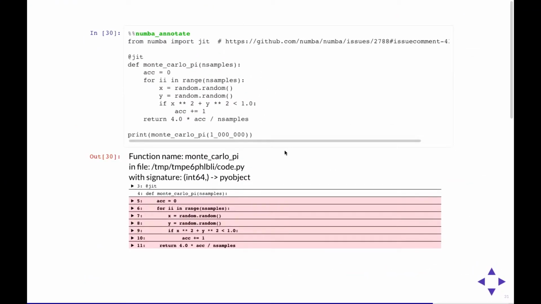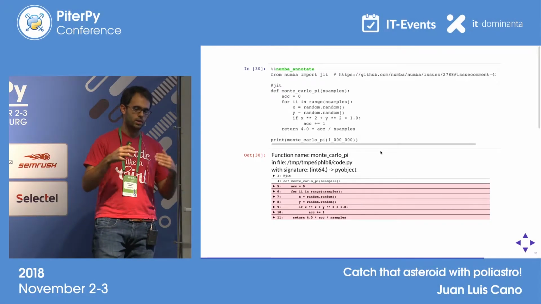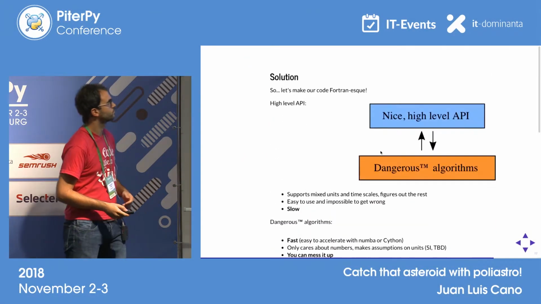Also, debugging is not always as easy as it could be because the error messages are not very useful. This has been improving a lot lately. And now you have an annotation functionality where you can display the point of the code where things are getting slower, etc.